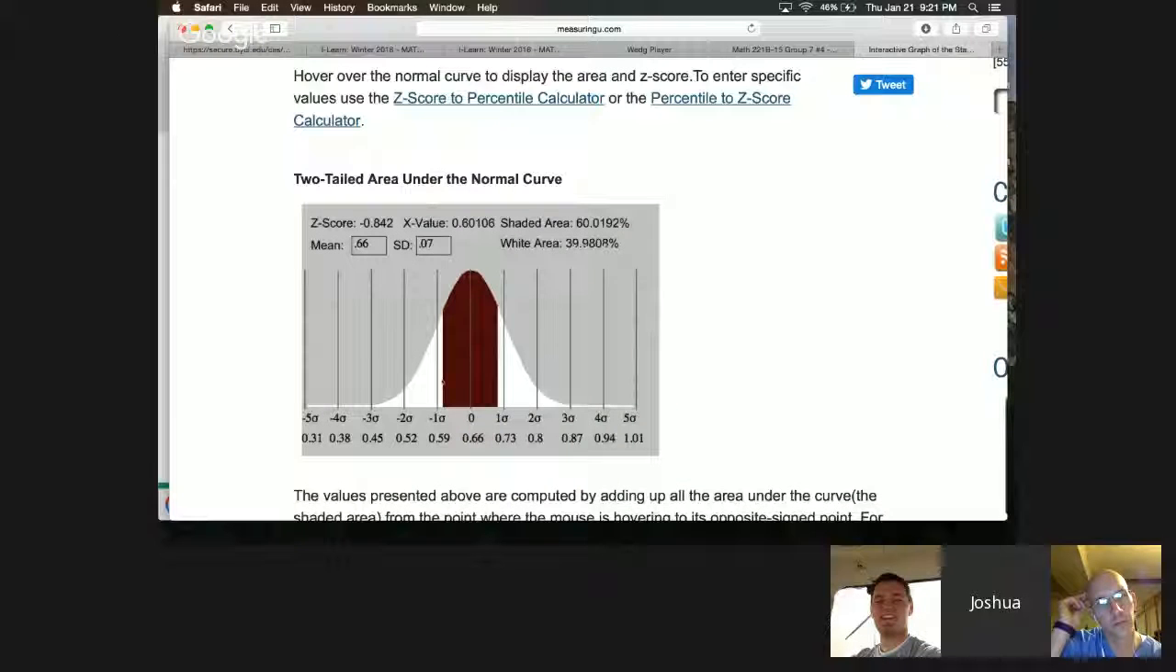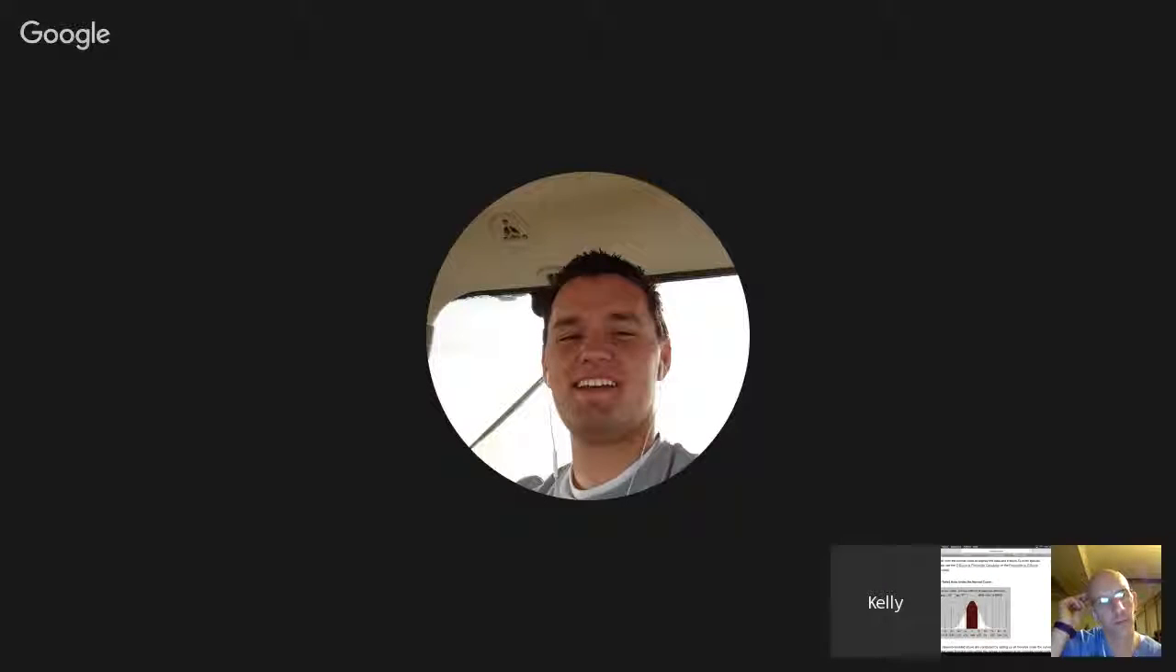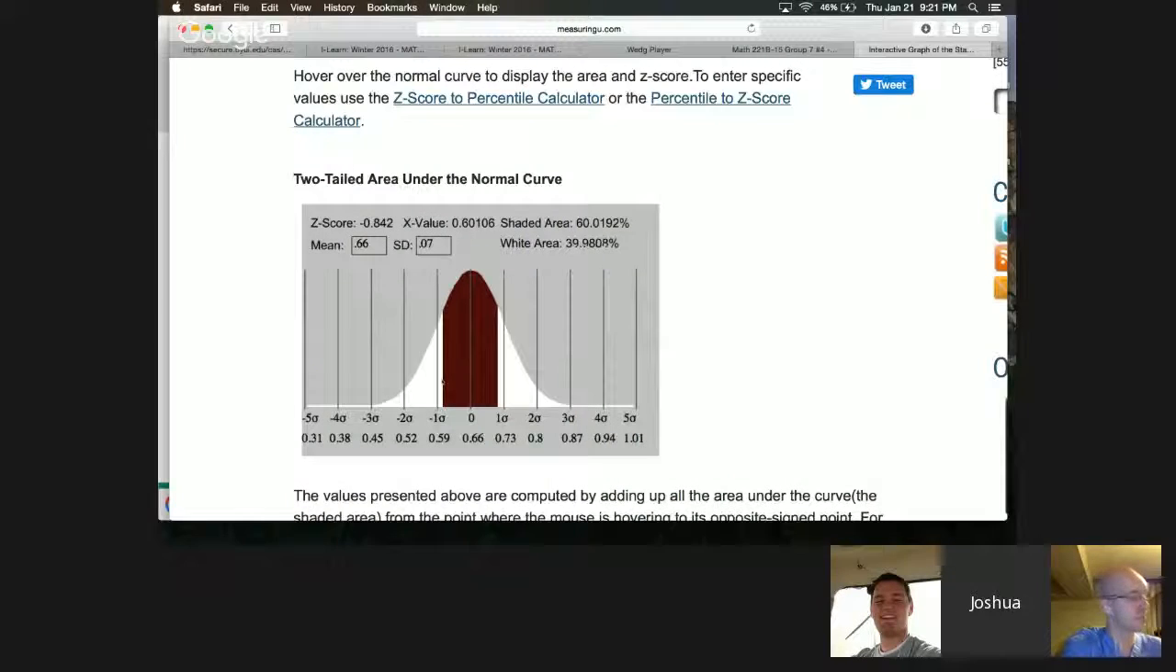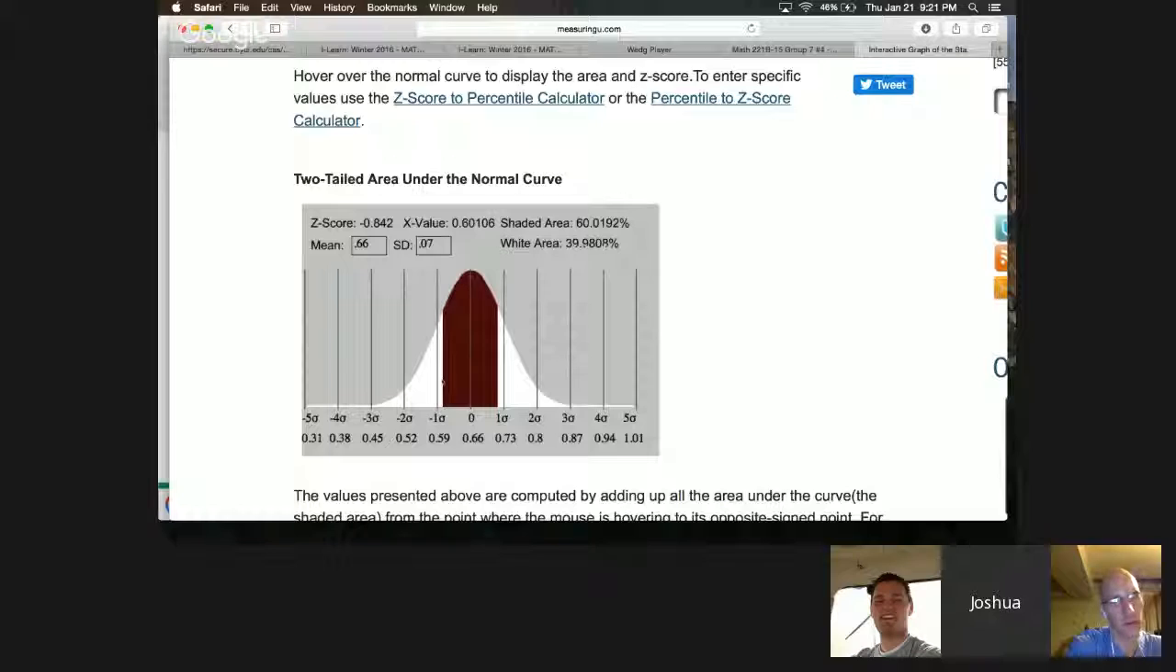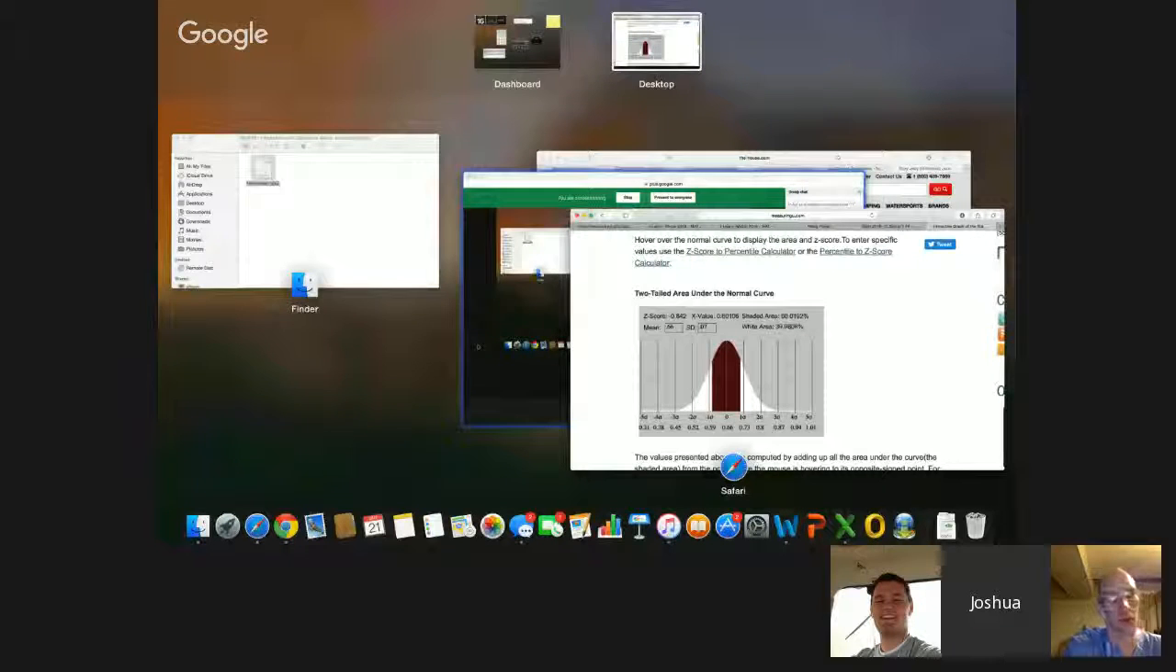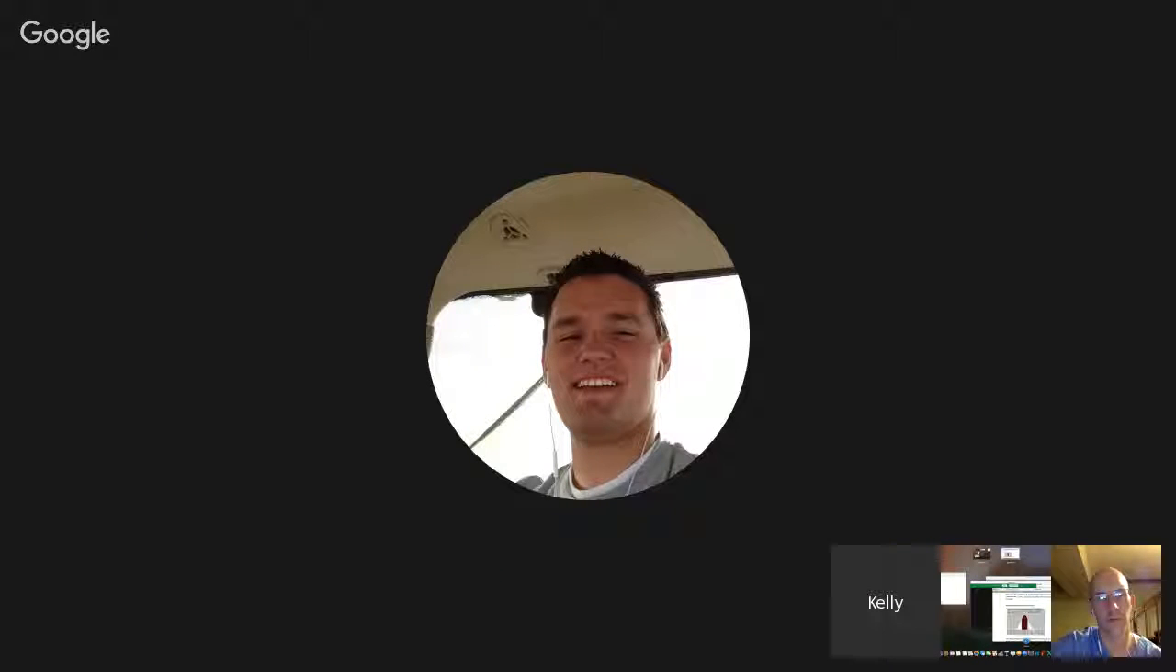So the z-score is 0.842, and that's close to what we got, right? We got 0.845 would be the exact calculation. So maybe it is negative because it's everything less than 0.6. So it would be a negative number because it's below 0. So no, we're looking at a percent.